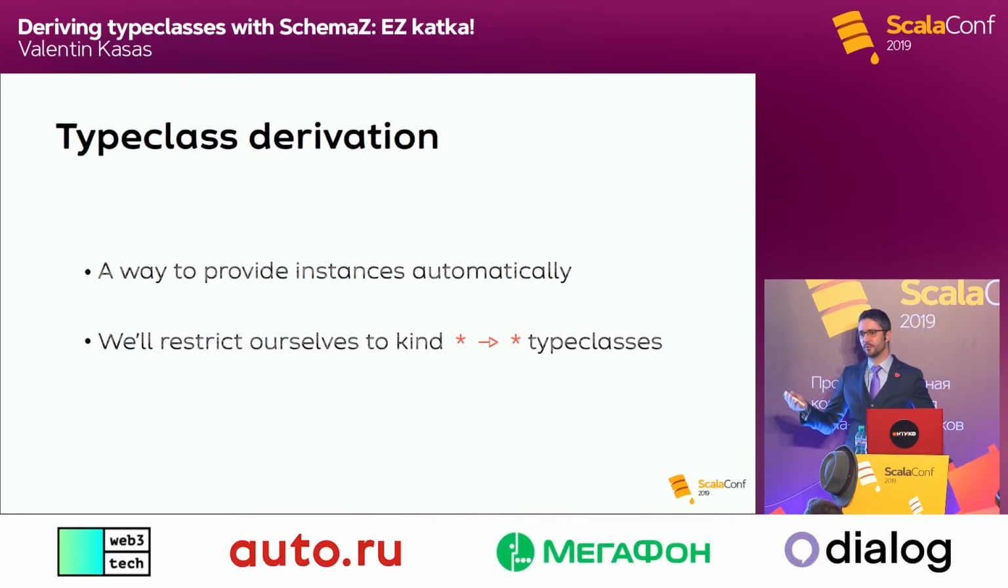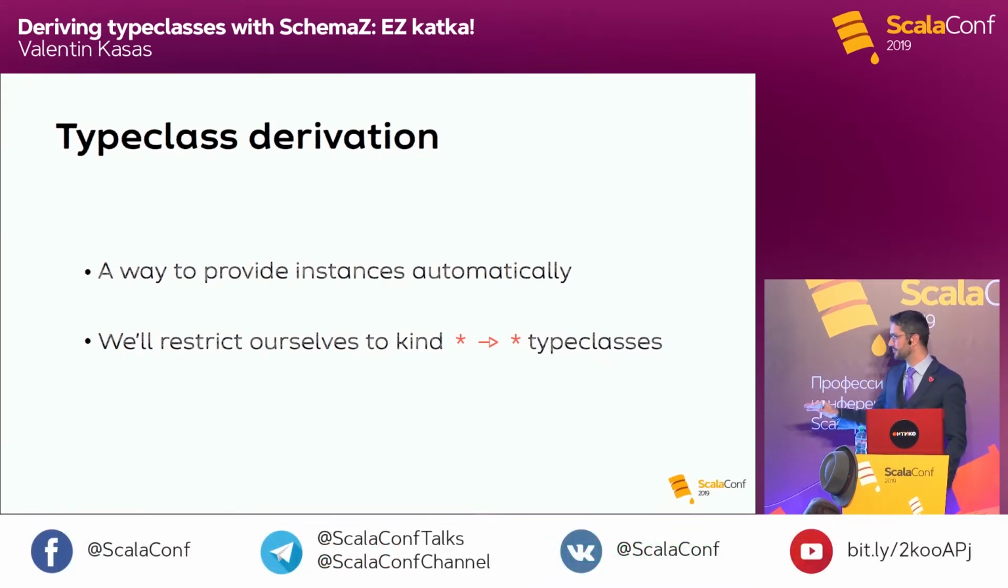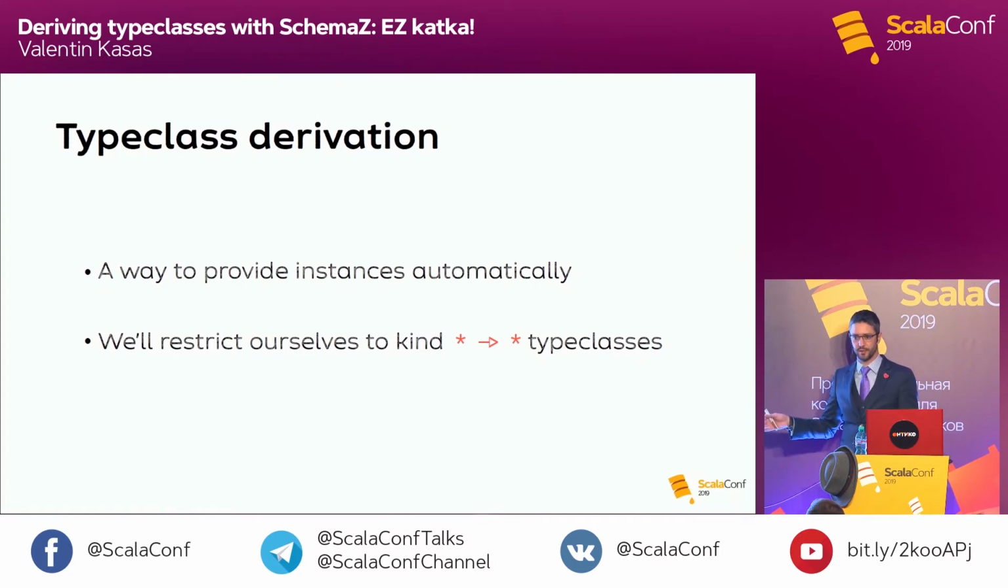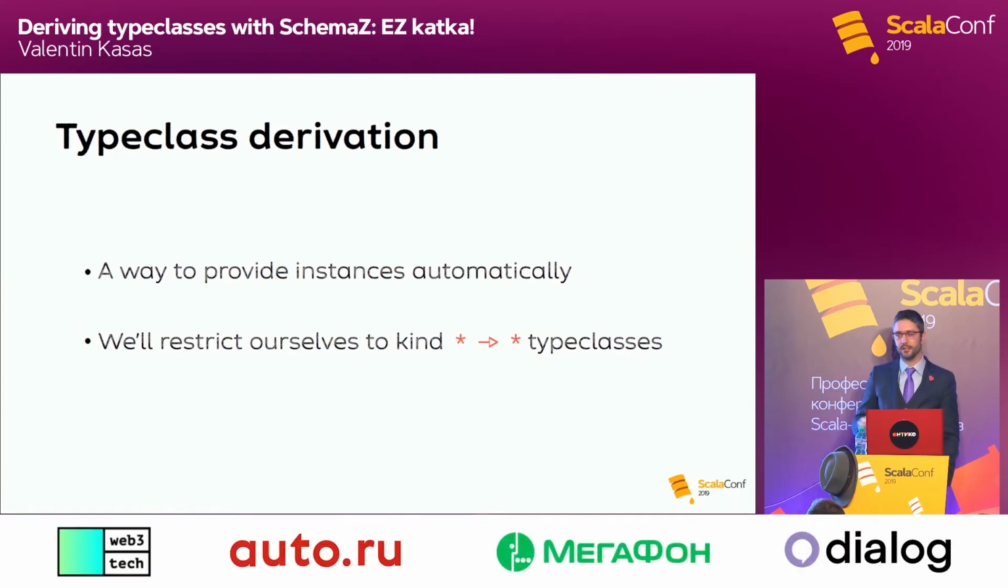So when I talk about type class derivation, I talk about a way to get or provide instances for type classes automatically. And for the rest of the talk, and in many type class derivation libraries, we will restrict ourselves to instances of type classes of the kind star to star. There is, for example, Kittens that allows deriving instances for higher kinded type classes, but that's not the subject of the talk.